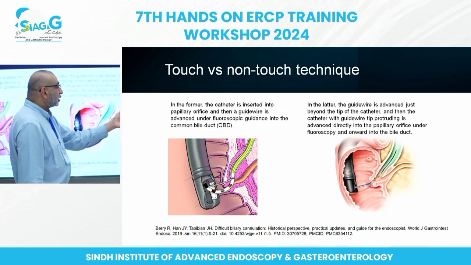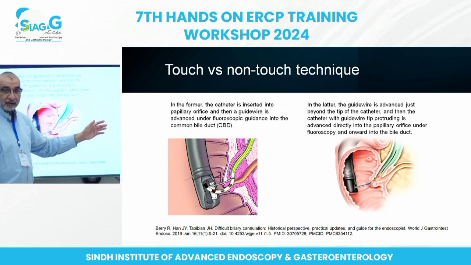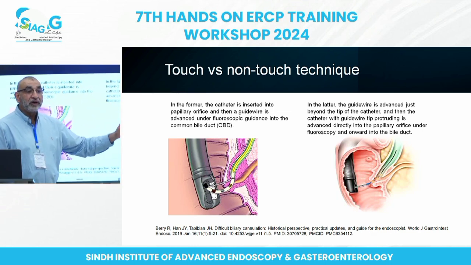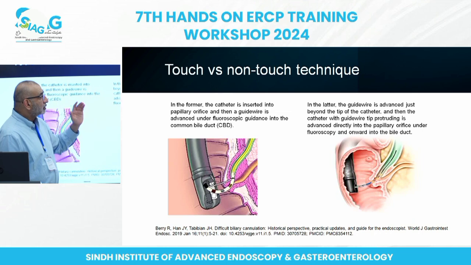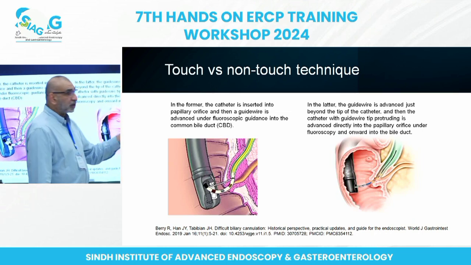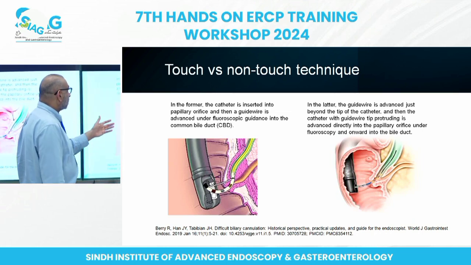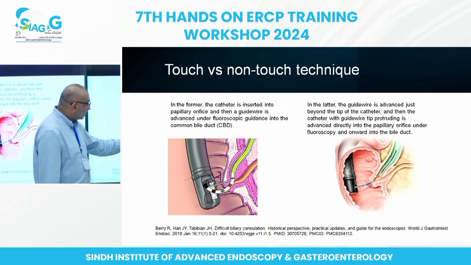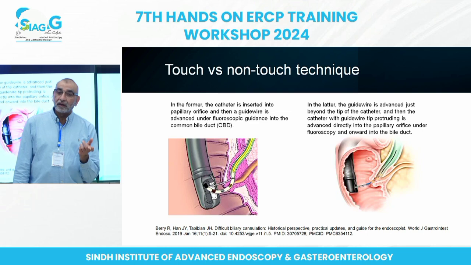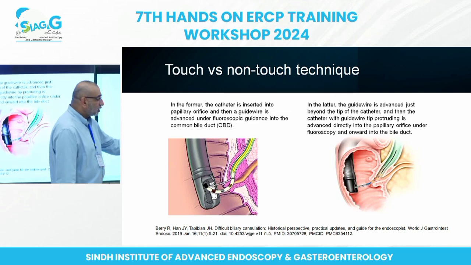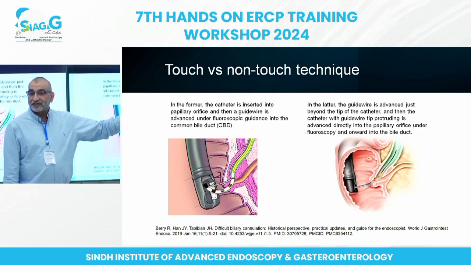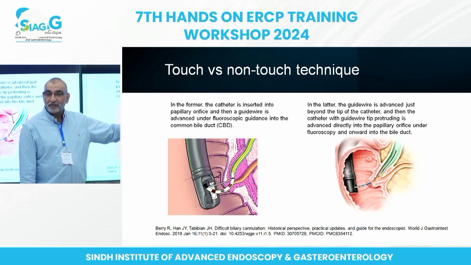Two different ways of doing it. But then again, that doesn't mean you have to stick to one technique all the time. There's the touch versus non-touch technique. In the touch technique, you first advance the catheter, engage it into the papilla, and adjust your position into the CBD, and then advance your guide wire. Don't inject as yet. First the guide wire goes, then you inject, right?